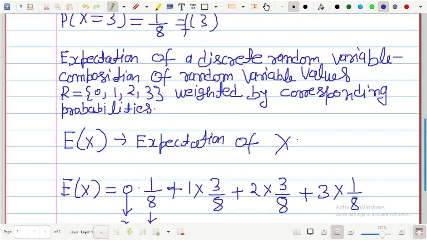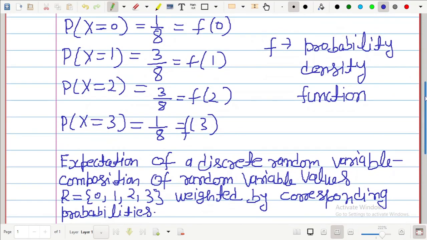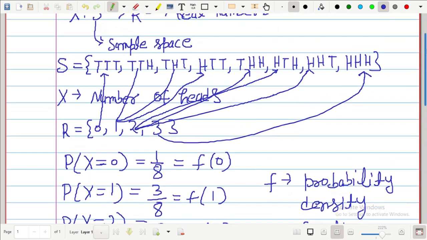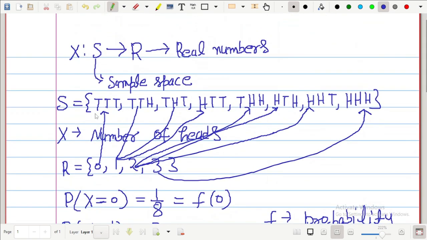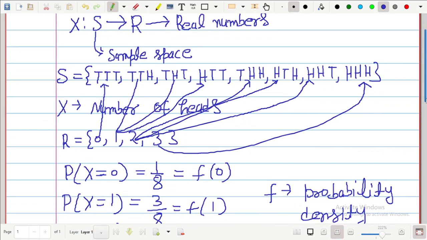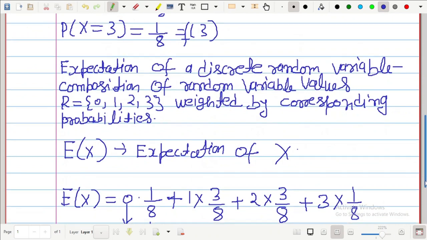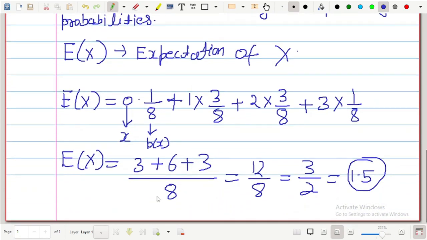in this scenario. That means you are tossing 3 coins and the sample space S is equal to these events. So this was about the expectation of a discrete random variable.